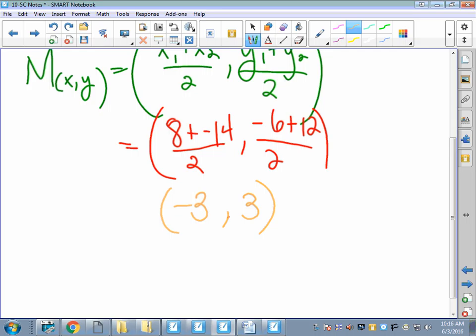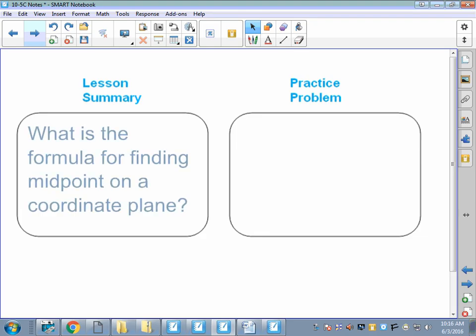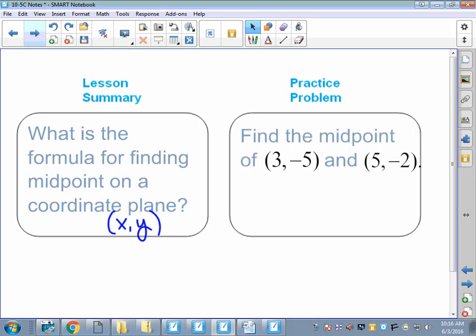I don't even have to graph it unless I want to, because the midpoint formula takes care of everything, including signs. So in summary, what's the formula for midpoint on a coordinate plane when you've got an xy ordered pair? That should be easy peasy for everybody. And practice problem, find the midpoint of 3, -5 and 5, -2. That's doable, right? Not too difficult.